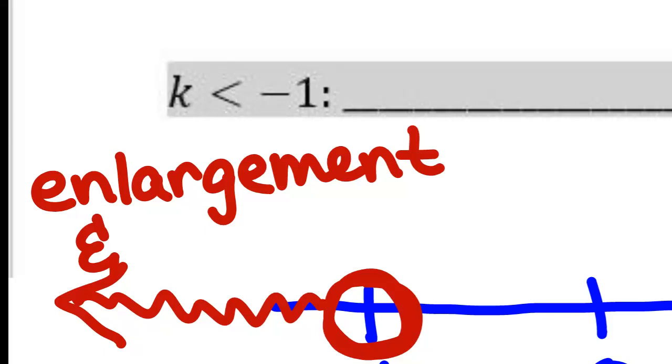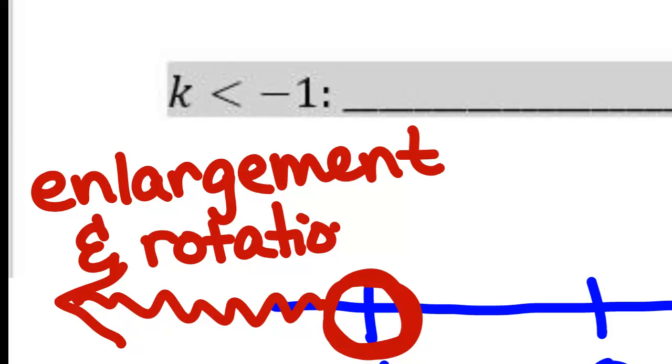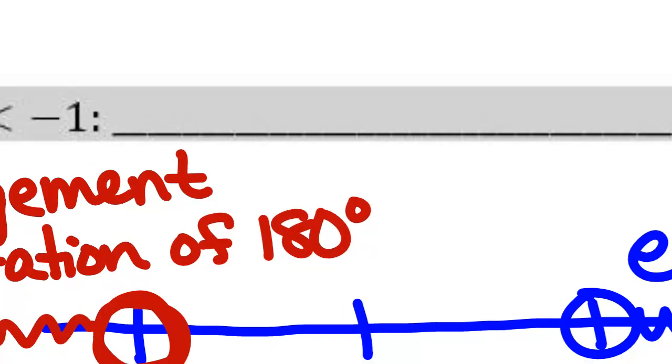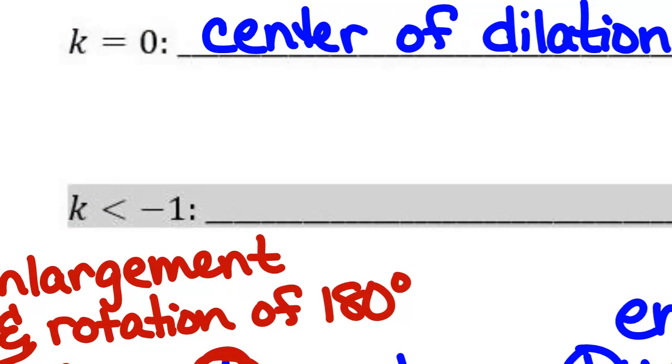Close. The negative is actually going to rotate our figure 180 degrees. So it's going to make it bigger, but it's also going to flip it around backwards.